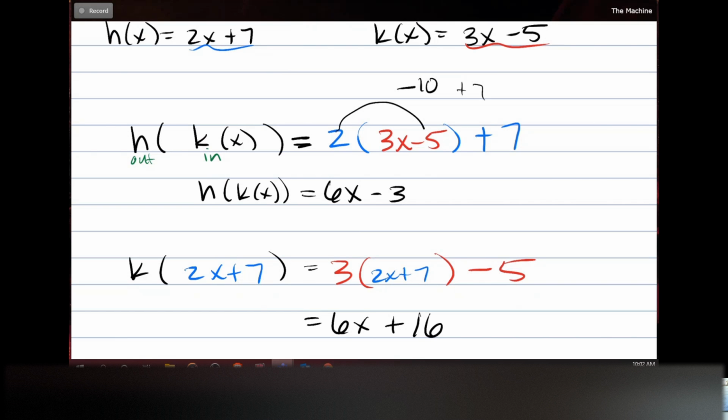Okay, notice that they're not the same thing. K of h of x. Yo, dog, we heard you like functions. We put a function in your function. Composite functions are when your input for one function is an entire other function. You put an equation inside another equation.